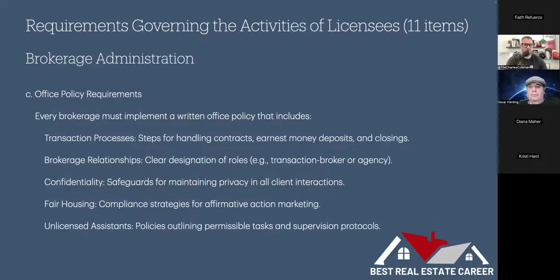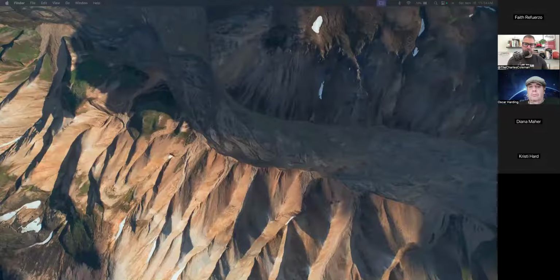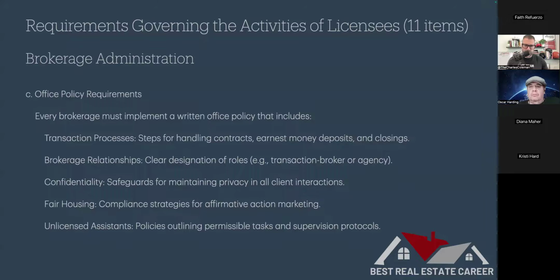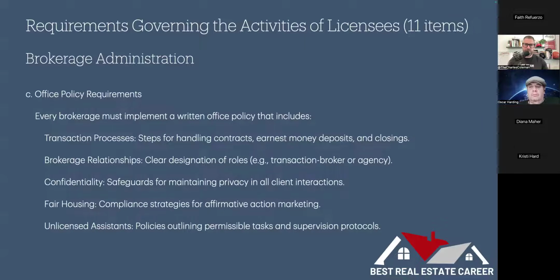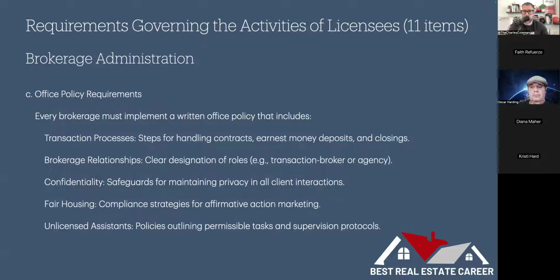All right. So when we're looking at this, we have: what does the transaction process look like? We're going through brokerage relationships. It's talking about confidentiality. It's talking about fair housing. It's talking about unlicensed assistance. It's going through all of the things that could and do show up, especially brokerage relationships. I think brokerage relationships is probably one of the bigger ones that you're going to see multiple tests around.